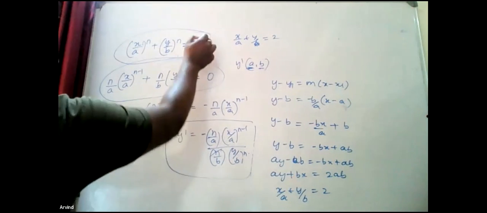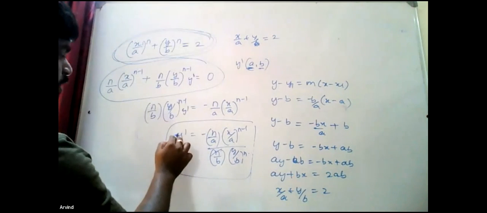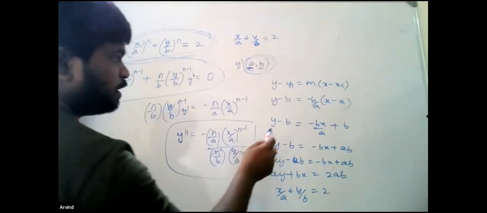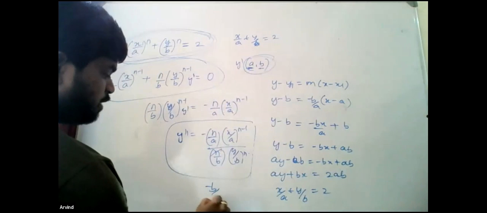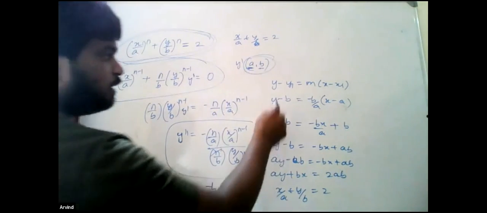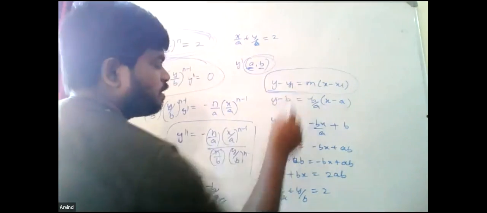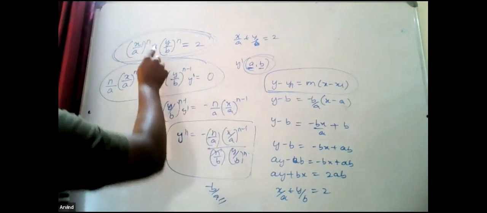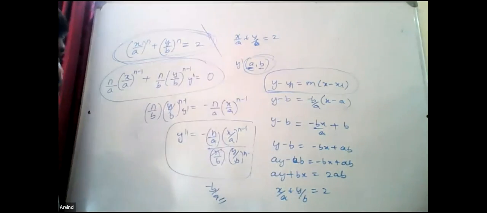This was the curve given. Now we differentiate. So y dash, find it at a comma b. So at a comma b, I got the slope minus b by a. Then this is the equation of the tangent. Okay. So why am I finding the equation of the tangent? We are checking which curve this touches.